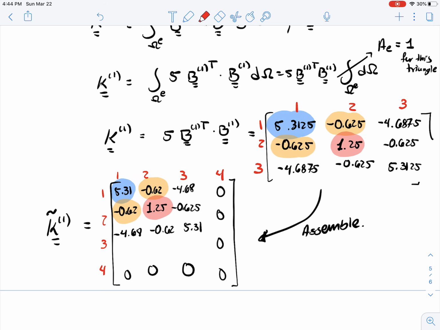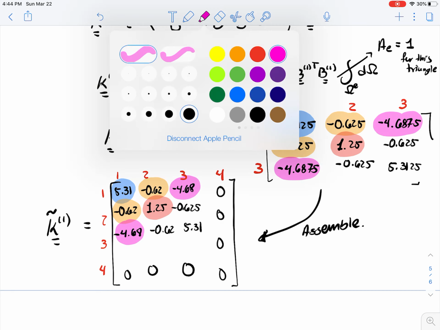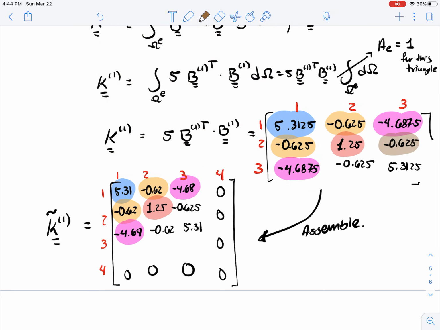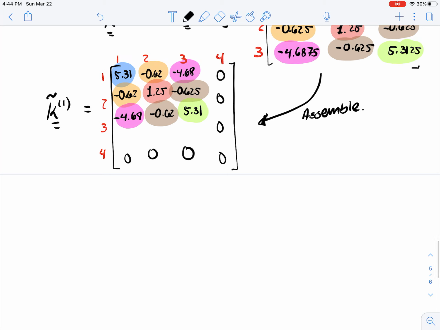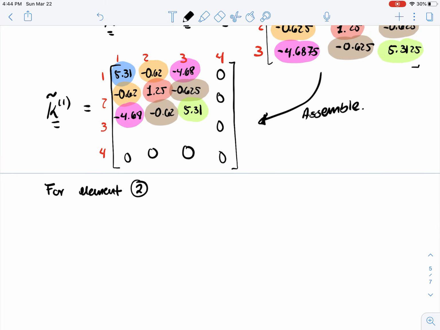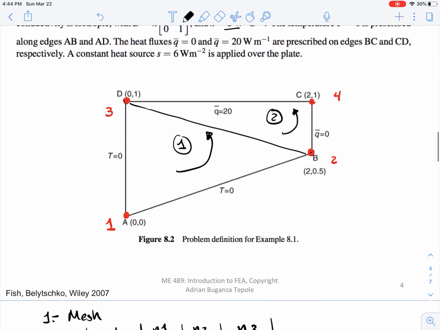I think it will be a little bit clearer with the second element. So that's the assembly of the first one. Now for the second element, again I'm going to redraw the element right here. The element looks like this. So this is the second element.